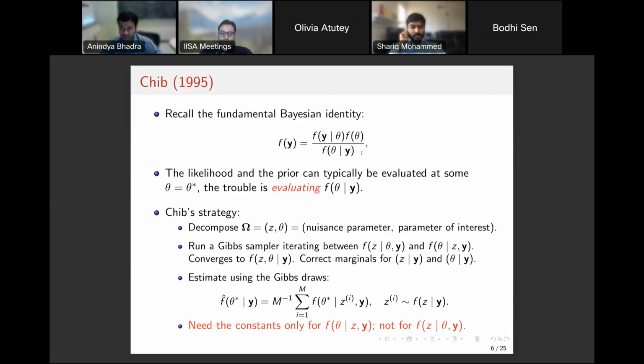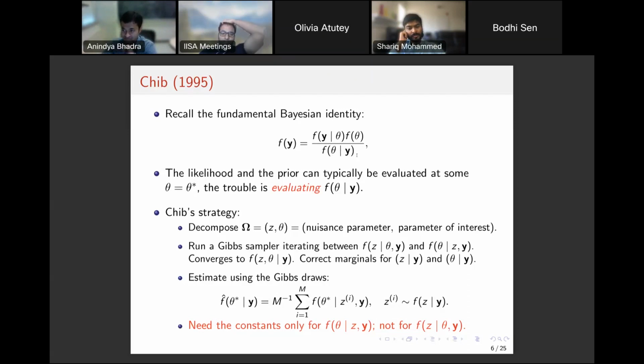But here, I need to be able to evaluate F theta given Y, meaning I may not ignore the normalizing constants of F theta given Y. So that's the source of all difficulty. Now, if you have the normalizing constant of F theta given Y, then you don't need any other method. Your calculation is analytic, so just go ahead and do it. But any Bayesian will tell you that the normalizing constant of the posterior is often intractable. And that's the interesting situation.